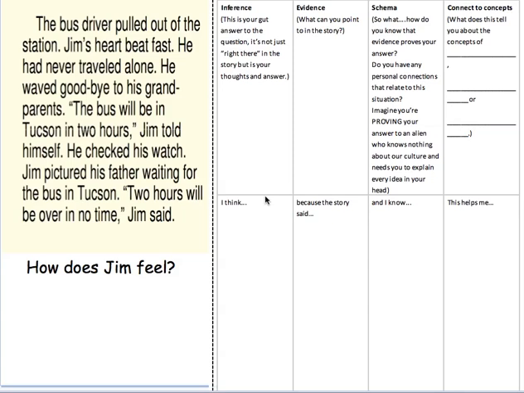This time we're going to focus on a character's feelings or emotions. Remembering inference is when you use both evidence from the story as well as your own schema to dig deeper into the story and go beyond what the author has said.